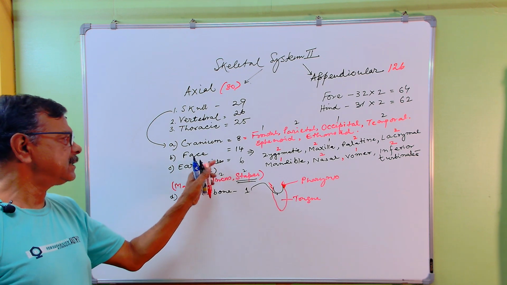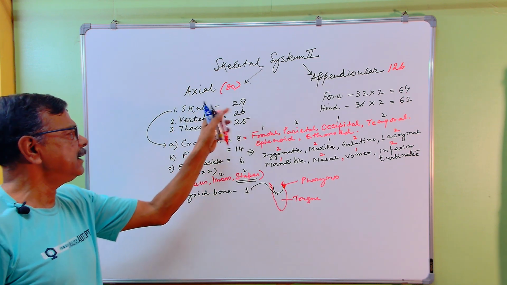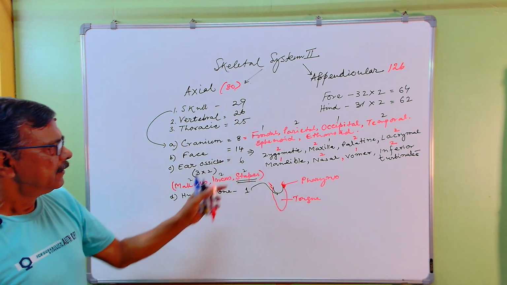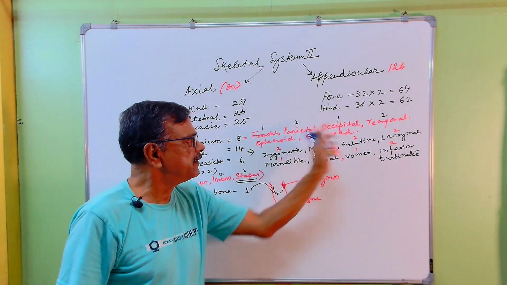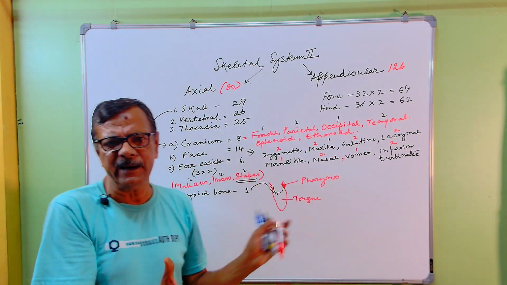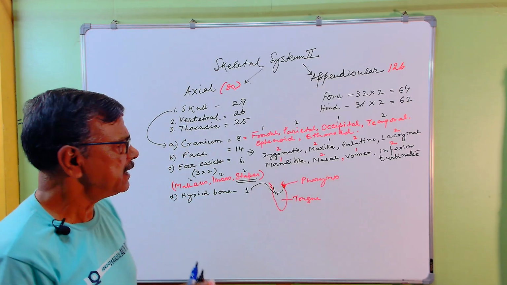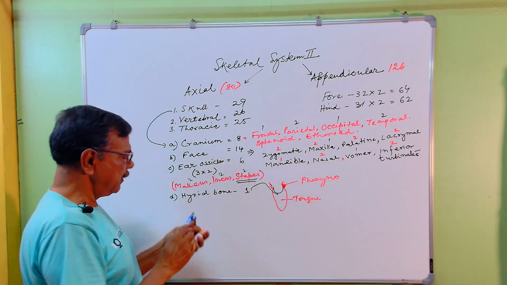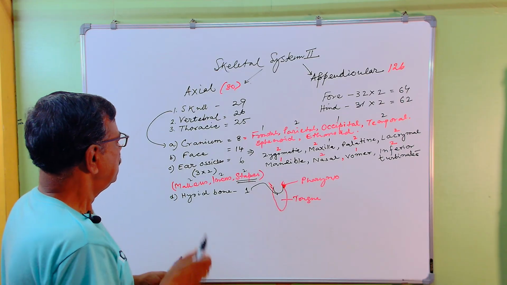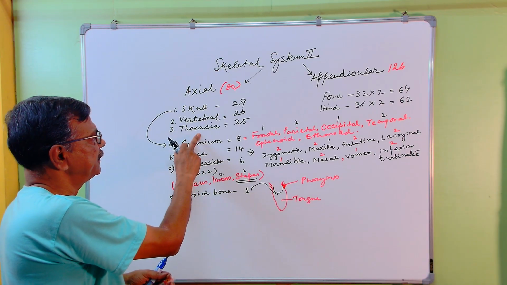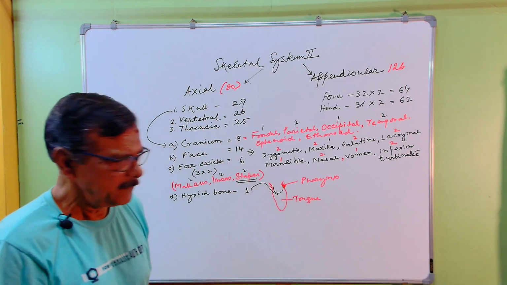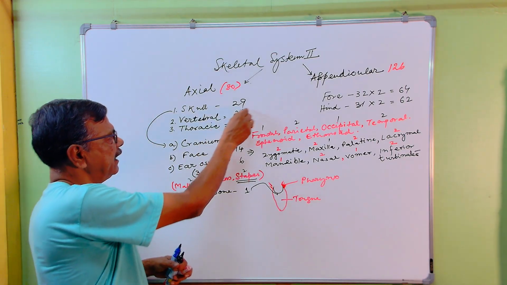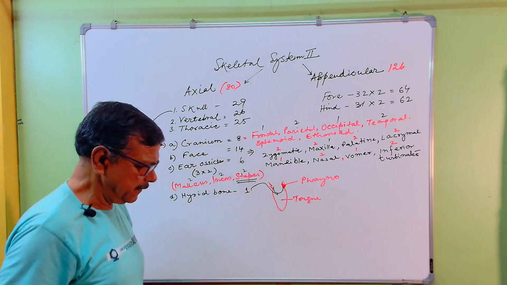So the hyoid bone, the ear ossicles, the face, the cranium: the skull is over. So we have come across everything, just a little recapitulation of the previous episode. Now we will go to the vertebra first. Then after the vertebral column, we will come to the thoracic cage.